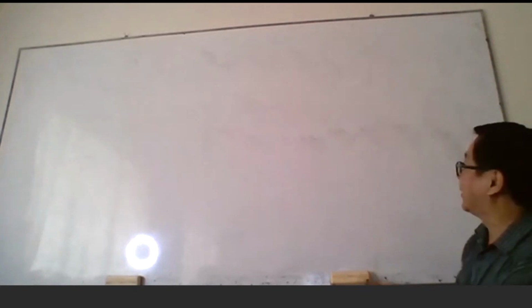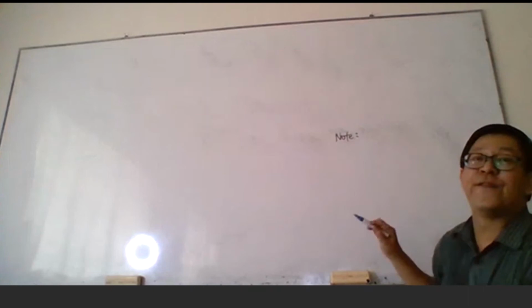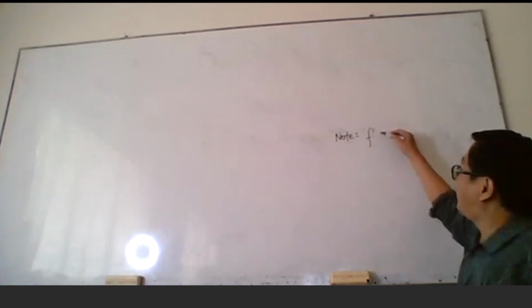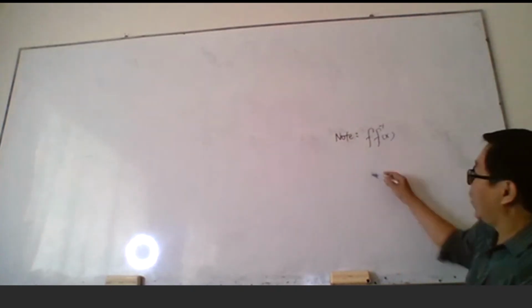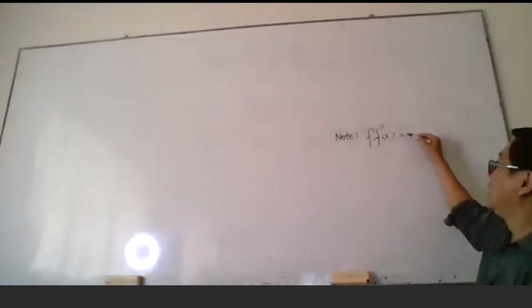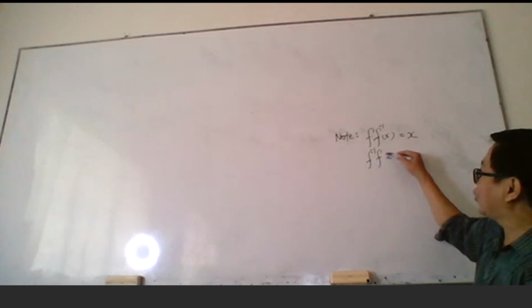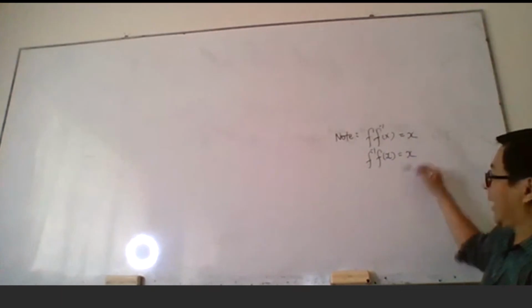I'm not a magician, I just show you something very interesting. Please pay attention to this. That's a formula actually. They call it F inverse X. When F and F inverse combine together, you get X. And if F inverse and F of X combine together, you get X.